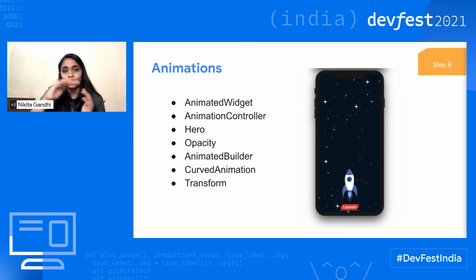It can be a curved transition. It can be a small image that becomes enlarged when you go on to the next screen. All of this can be managed using Flutter, and try using some of these widgets that I have listed on the screen.